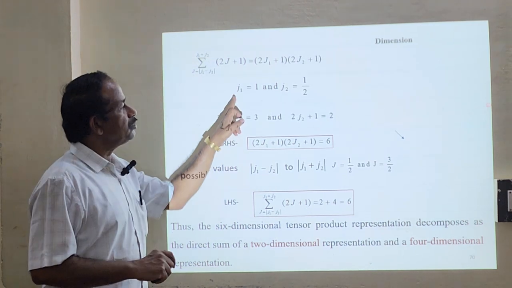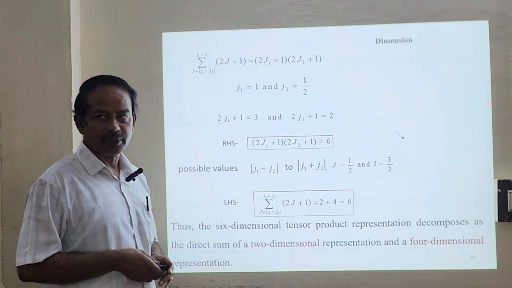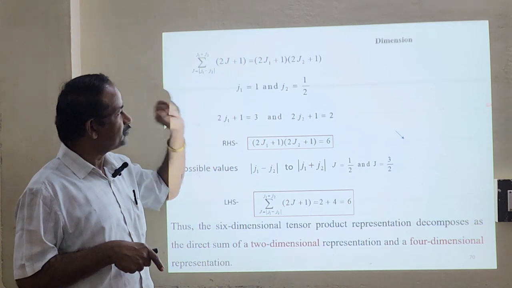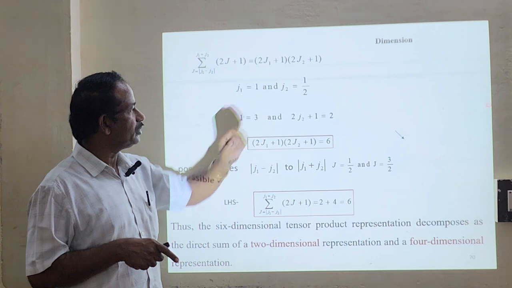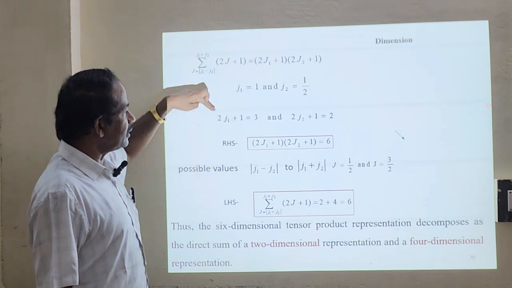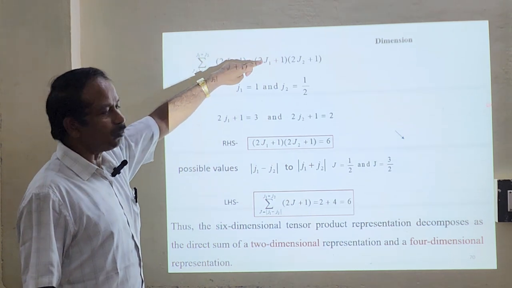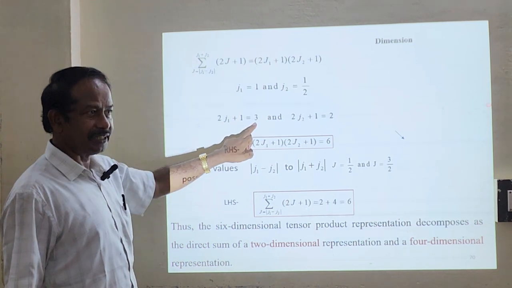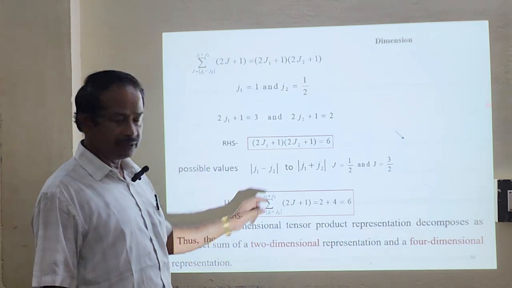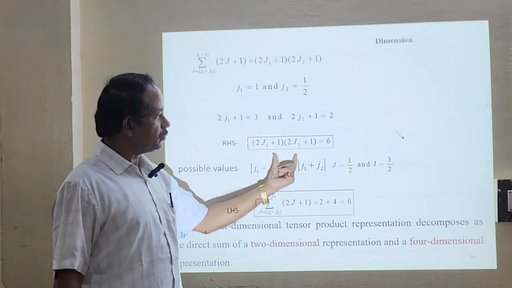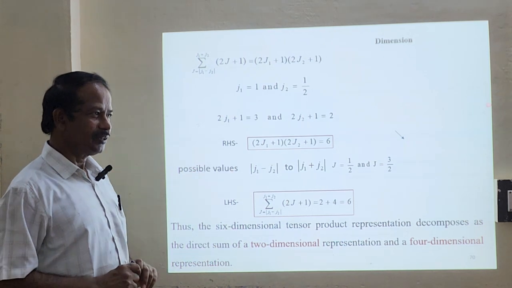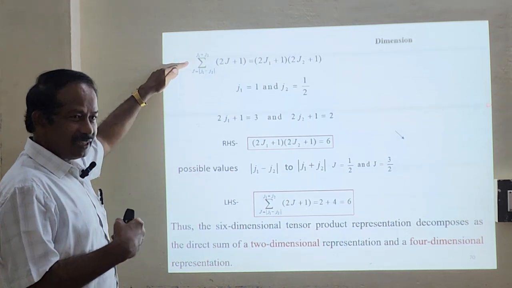Okay, we will calculate. Now, consider J1 equal to 1 and J2 equal to 1 by 2. For a simple problem, we are going from uncoupled to coupled. First we will take the right hand side, 2J1 plus 1. J1 is 1, so the answer will be 2 plus 1, which is 3. Now we go for J2, 2J2 plus 1. The answer will be 2 multiplied by 1 by 2 plus 1, which is 2. So the product of these two will give you 6. It means 6 dimensions for the uncoupled one, correct? We have multiplied. Now we will go for the left hand side.